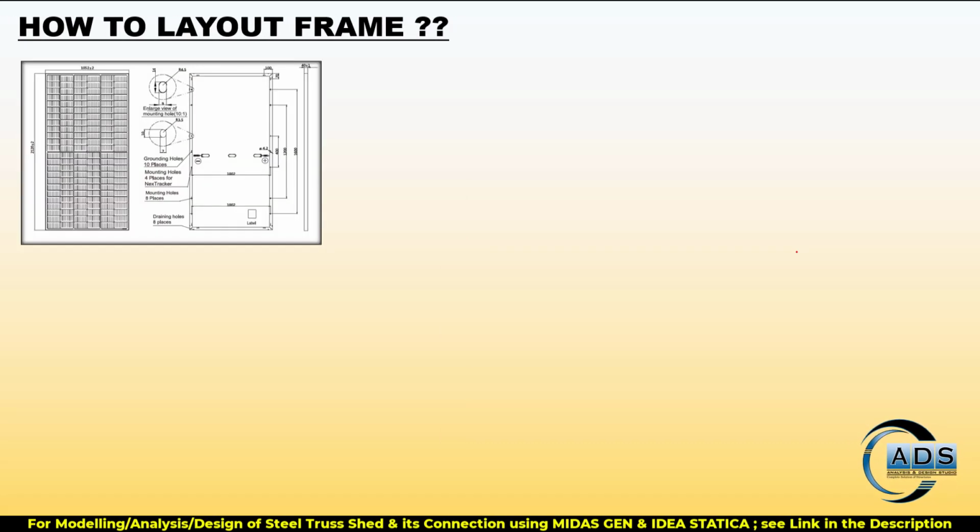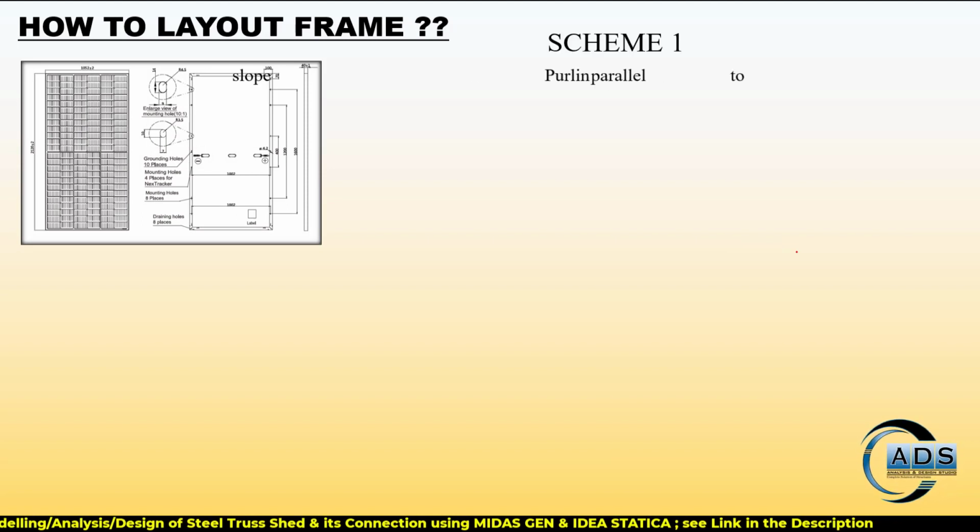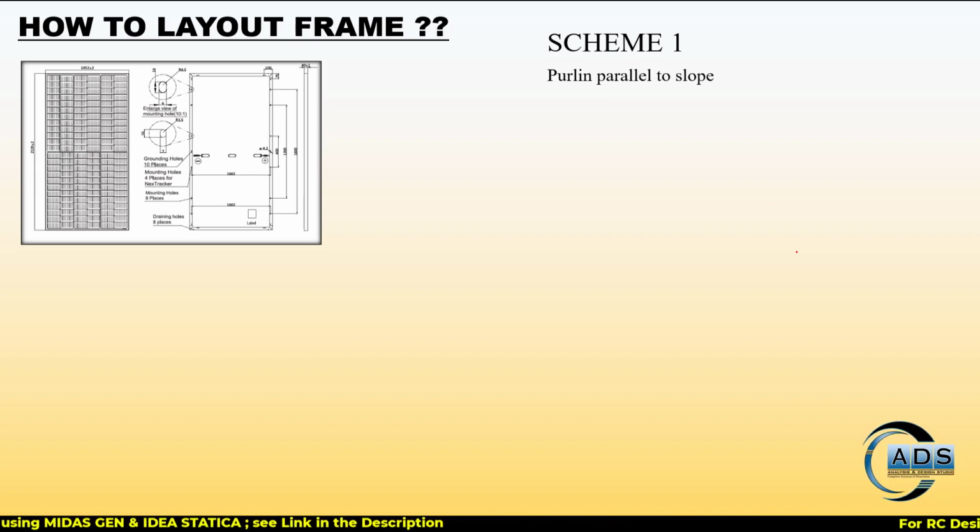Alright? Now, how to lay out the frame of the solar structure? For example, this is the solar structure. Scheme 1 is for purlins parallel to the slope.